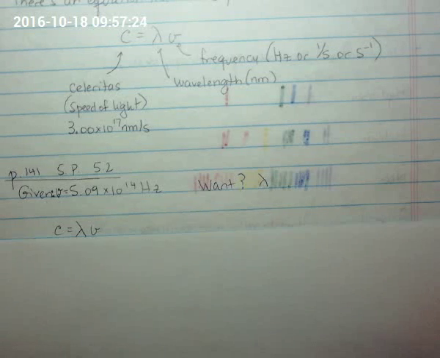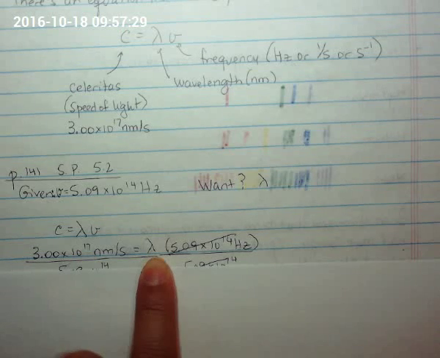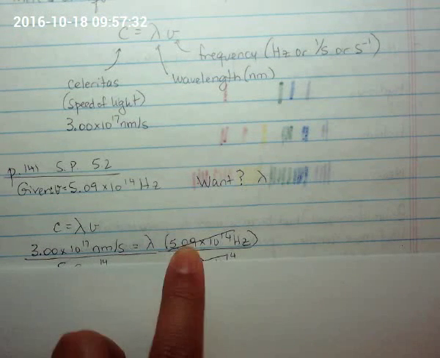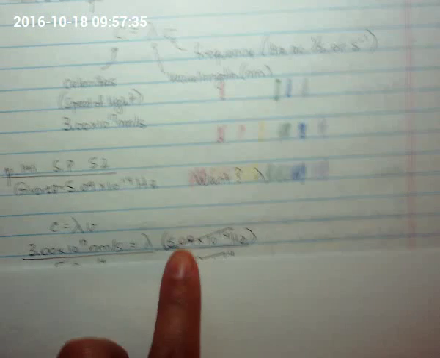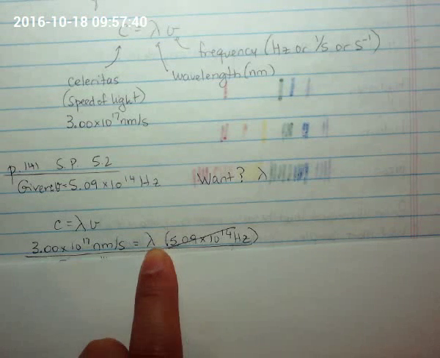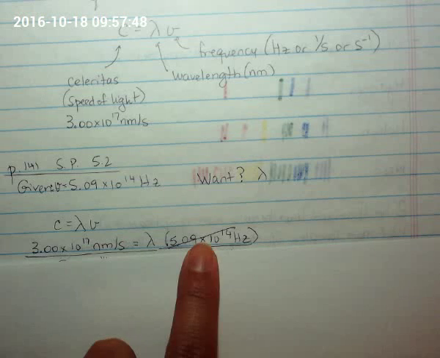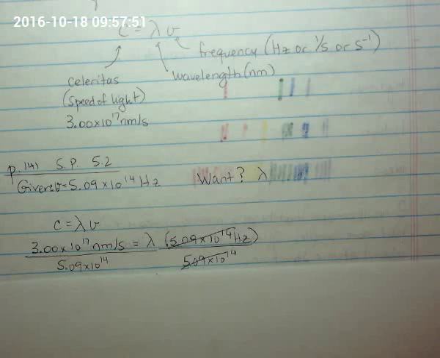All right. Let's take a look. Do I know what c is? Yeah, how come? Because I memorized it, right? So I'm going to go ahead and write it in for c. Do I know what lambda is? No, I don't. Do I know what nu is? Yes, I do. Right, so you just substitute in. And now in algebra I learned that if I want to get lambda by itself, what do I do to both sides of the equation? Divide both by what? 5.09 times 10 to the 14th. All right?